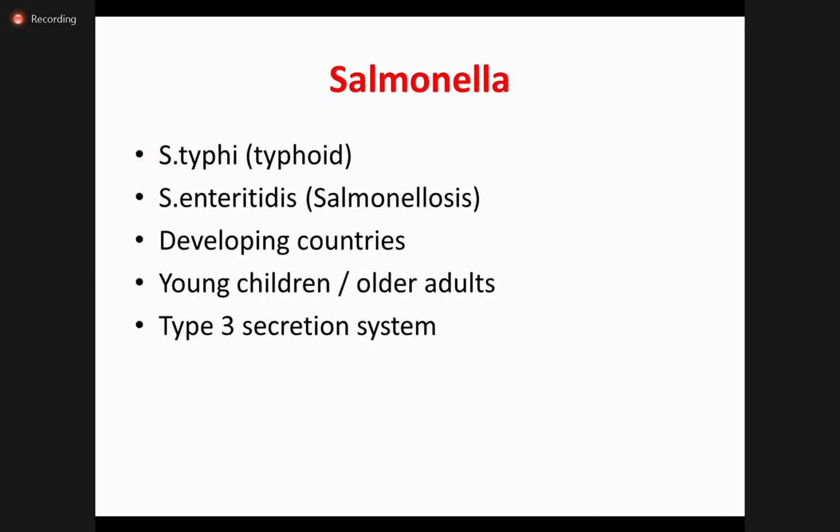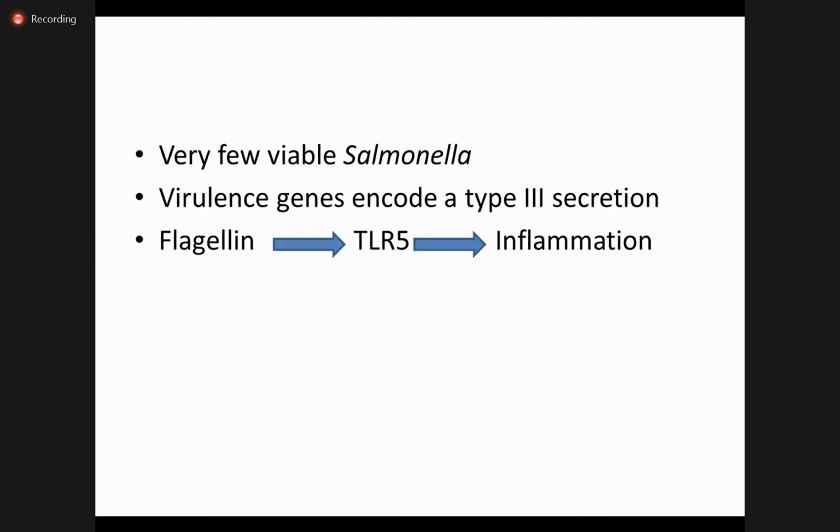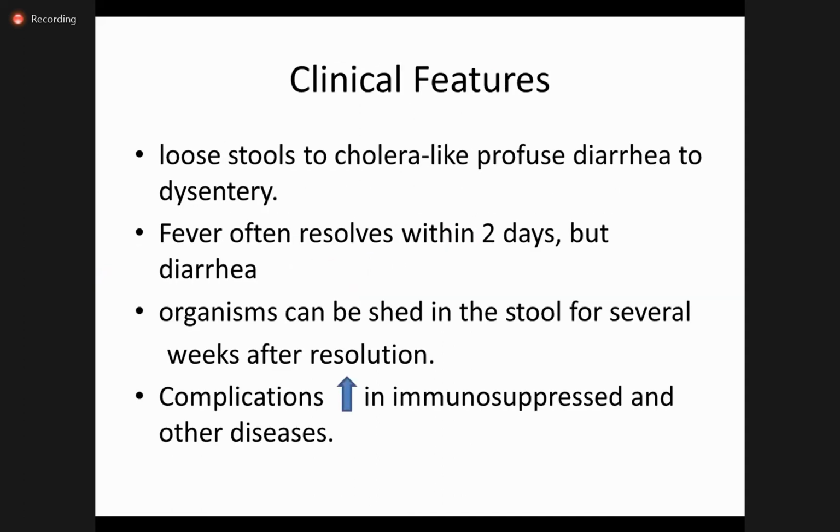Salmonella causes typhoid, salmonellosis. It is found in developing countries, like we had very bad typhoid nowadays as well as in the last few days. And it is also associated with the type 3 secretion system. Okay. Clinical features: it starts with loose stools, then goes to cholera-like profuse diarrhea, then fever.